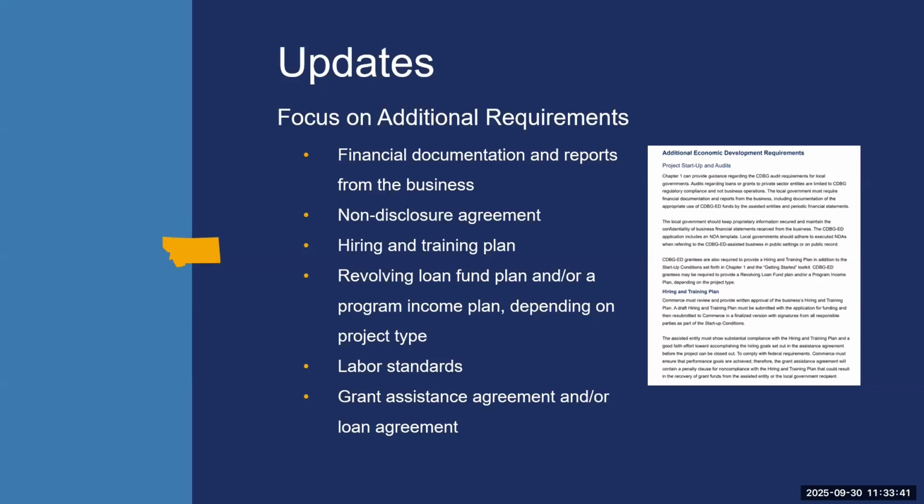So there's this focus on additional requirements that includes financial documentation and reports from the business, the non-disclosure agreement, a hiring and training plan, a revolving loan fund plan and/or program income plan, depending on your project type, labor standards, and then the grant assistance agreement and/or loan agreement. So these are additional requirements for economic development.